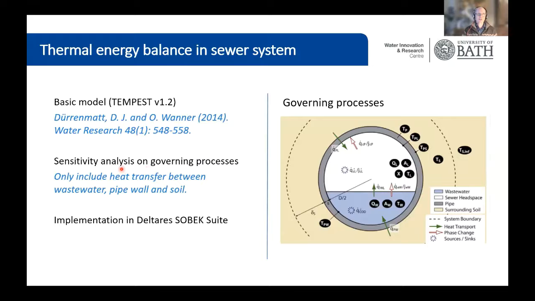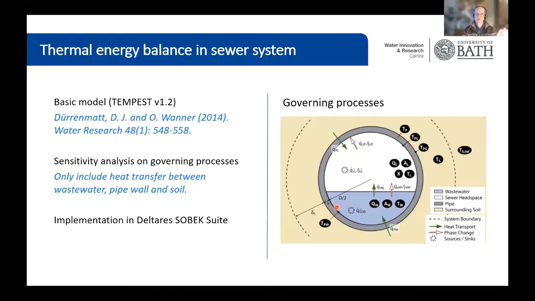Therefore we did a sensitivity analysis, and from our sensitivity analysis we concluded that only heat transfer between the wastewater, the pipe wall and the soil were important, and of course the convective transport with the water itself. With that we used the equations to have a simplified model, which was implemented in the SOBEC suite, where we could not only simulate the temperature in the sewer, but also include the heat loss through the pipe wall into the surrounding soil.